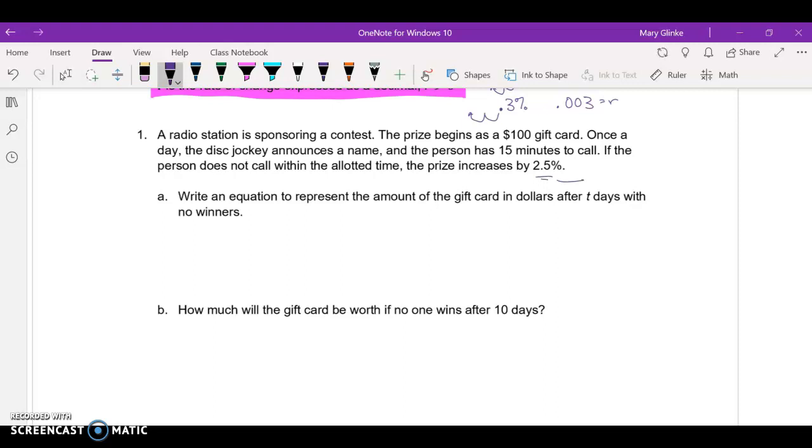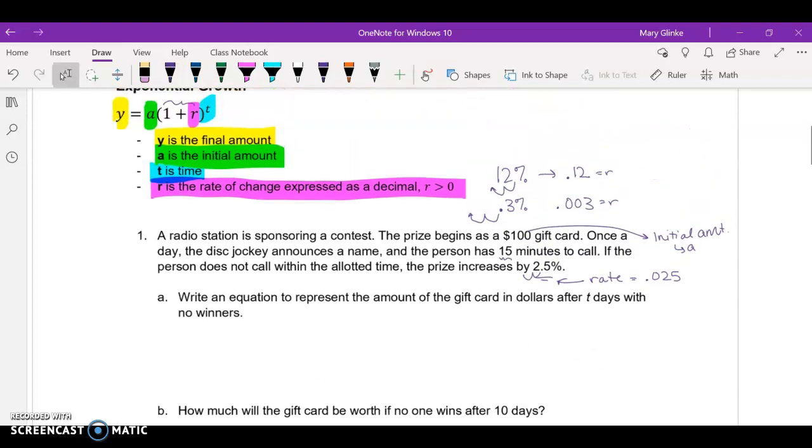So this 2.5% here, this is going to be your rate. But once again, we're going to want to move that decimal over 2 spots. So it's going to be 0.025. You have a lot of other information here. This $100, that is going to be your initial amount. So that is going to be your A value. This 15 minutes is kind of an extra number that we don't actually need when writing our equation. It's just a time frame for the problem to occur.